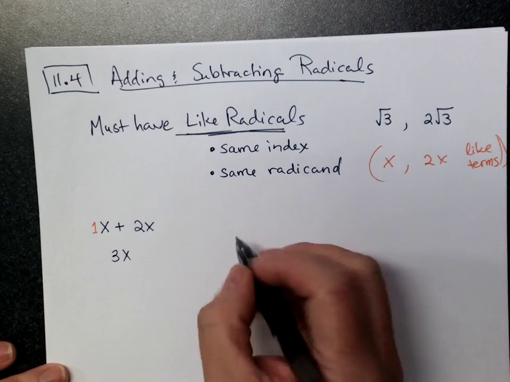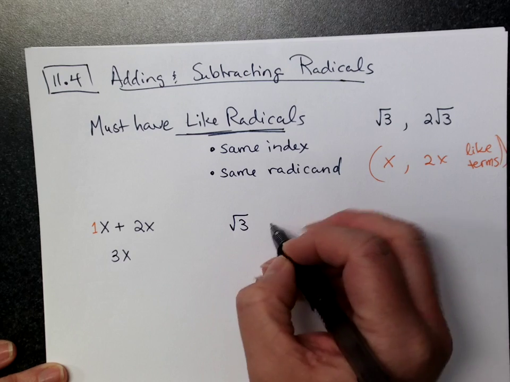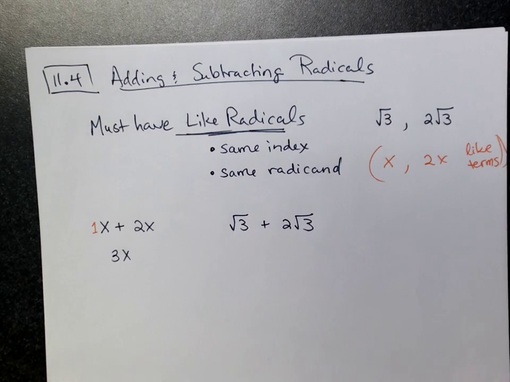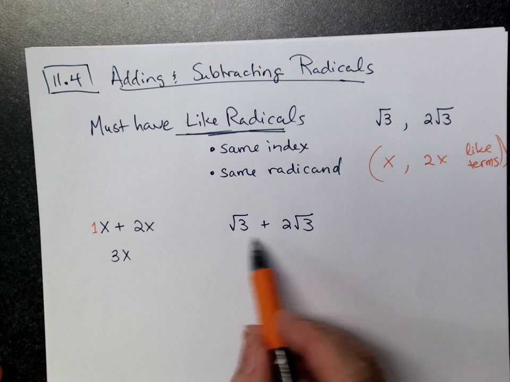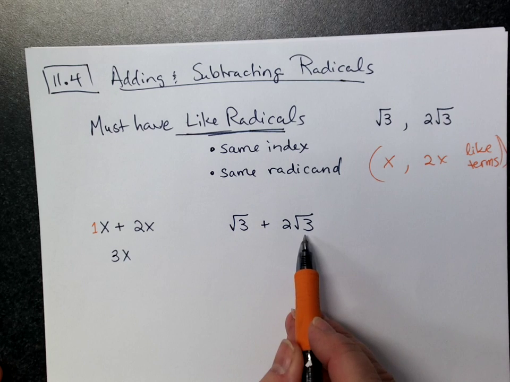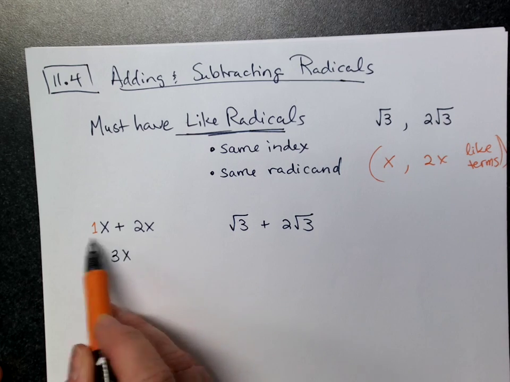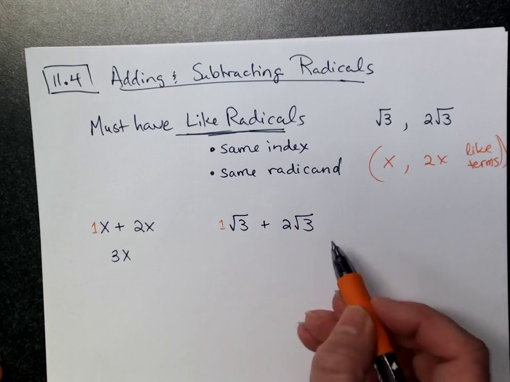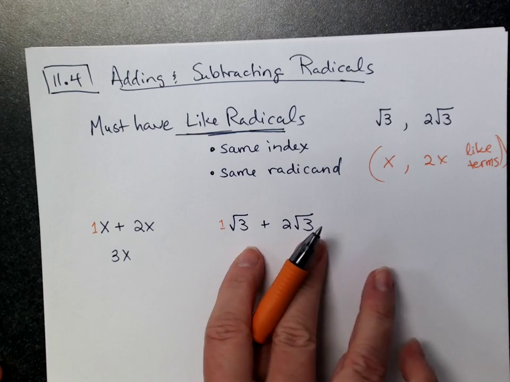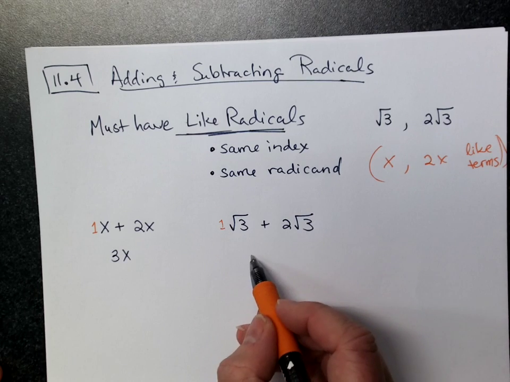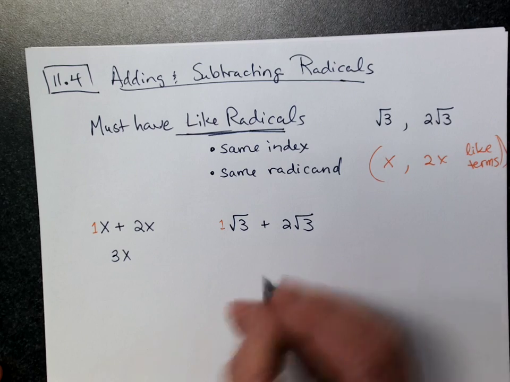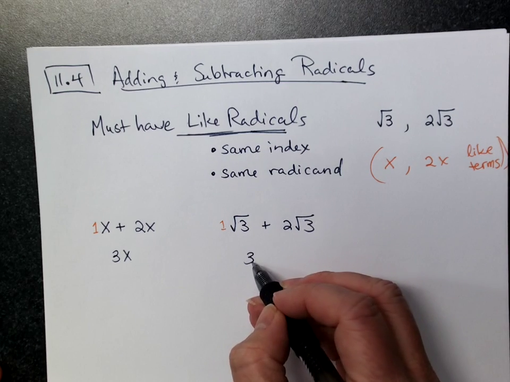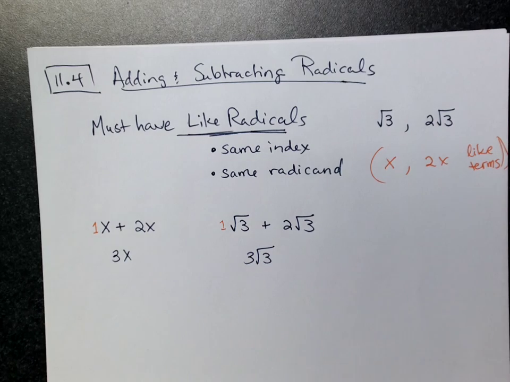Okay. So if you have square root of 3 plus 2 times the square root of 3, what do you have? Okay. So do we have like radicals? Okay. So just like when we have like terms, we combine the coefficients. What's the coefficient here? Okay. We have same index, same radicand. These are like radicals, and so this becomes? 3 square root of 3. Right. 1 plus 2 is a new coefficient of 3, square root of 3.